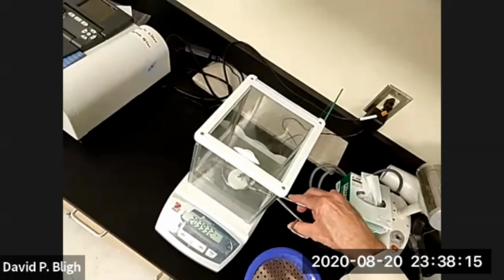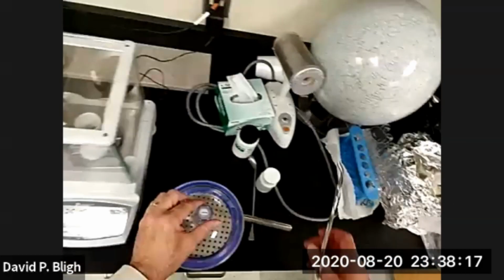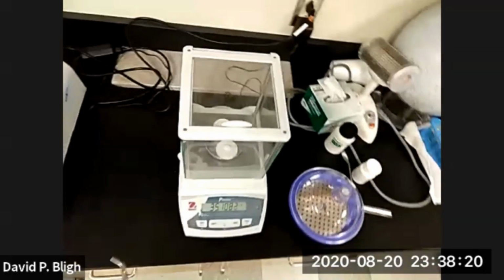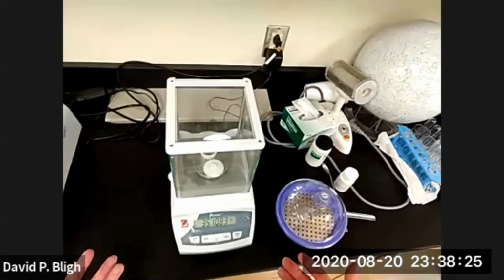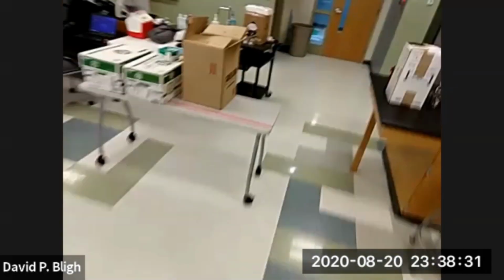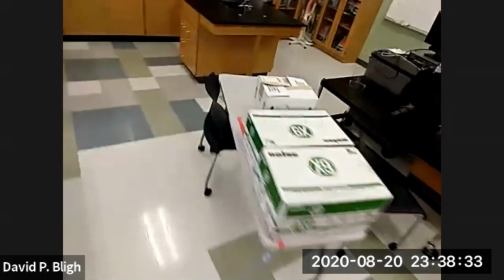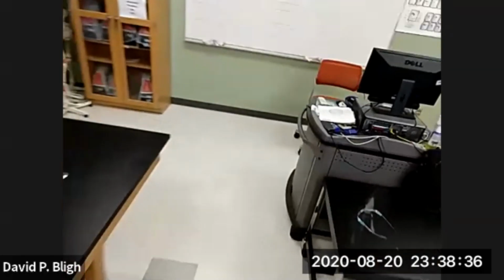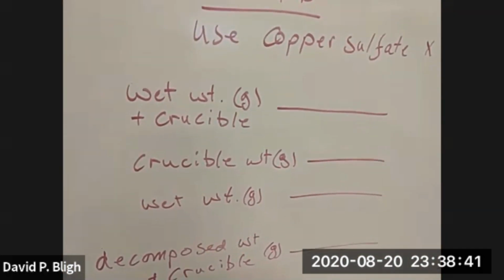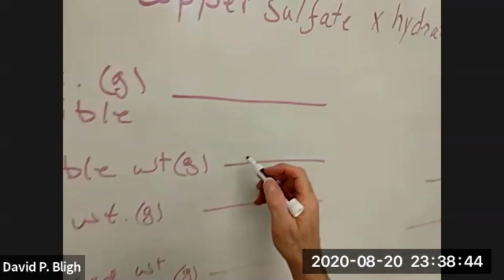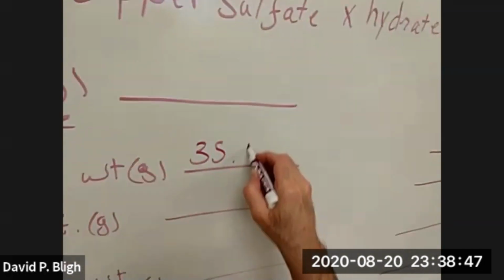Okay, put both of them there. Replace the lid. And we're just going to have to pick a weight because it's going to drift. 35.1083. So we'll put that in our table here for the copper sulfate. That's the first one we're going to be doing. The crucible weight, 35.1083 grams. Okay.